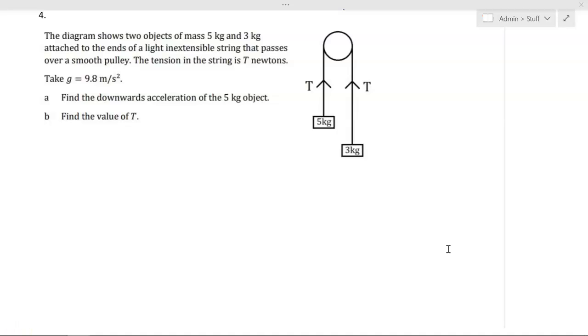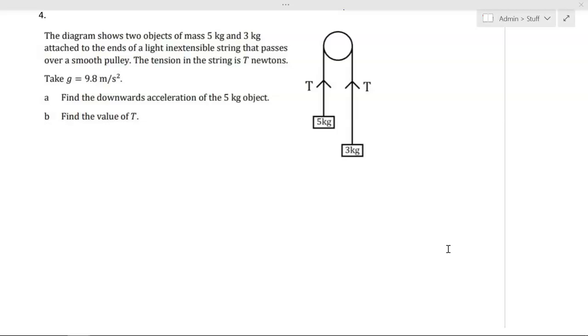Okay, let's revise our pulley questions next. So here we've got two objects. One usually will be heavier than the other, 5 and 3 kilograms. We're given gravity and we want to work out the tension in the string, okay? And also the downward acceleration of the 5 kg object.